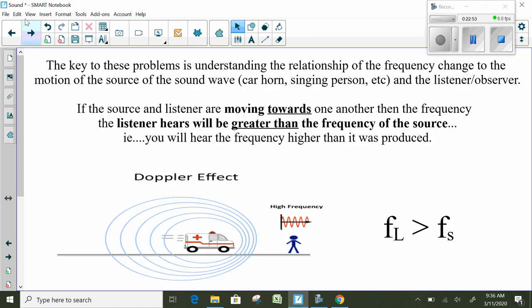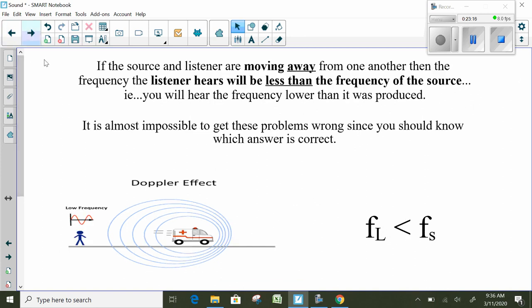So let's understand the basic idea. And again, I'm going back to this because it's kind of crucial. If either the source is moving towards the listener or the listener is moving towards the source, so if they're coming together or towards each other, then the listener will hear a higher frequency. That makes sense because the waves are punched up. So that inequality is important. If it's the other way around, if the source is moving away from the person or the person is moving away from the source, then the frequency will be lower for the listener. So the frequency the listener hears is less. And again, this is crucial.